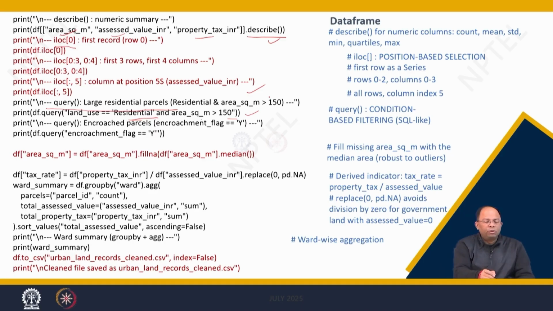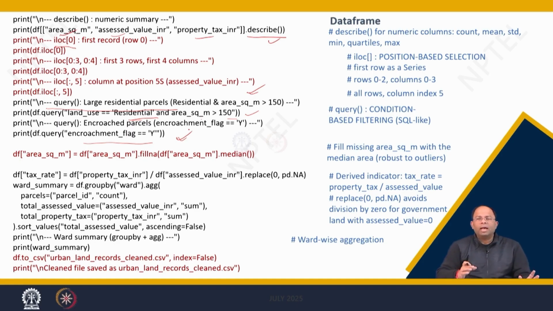And similarly, encroach parcels, if it is y, if it is yes, I can print those particular rows as well. So df.query, print the data which is encroach flag equal to y. Now this actually shows access of data, and this shows how I, with a conditional statement also, can get some data out from a particular data frame.